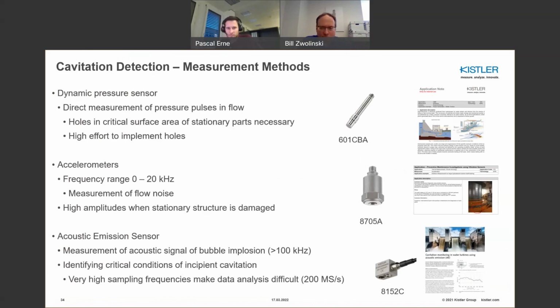And you can talk to your favorite application engineer if those are of interest. But a lot of times the acoustic emission, because it's located on the outside of the structure, is really one of the first choices, because you have basically a unique condition. It's just mounted on the outside of the structure.